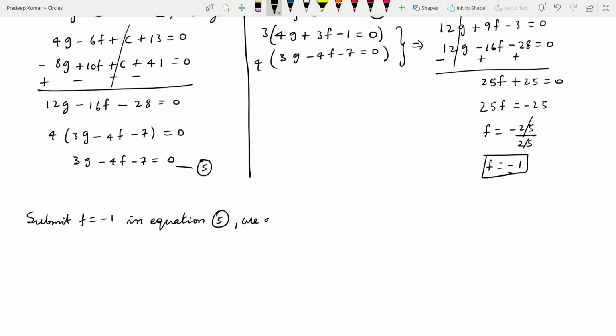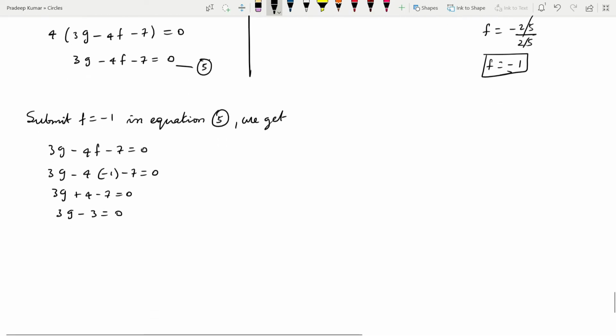Okay, so let's see what we get. First I'll write equation 5, that is 3g minus 4f minus 7 equal to 0. So I'll substitute the f value here. So 3g minus 4 into f, which is minus 1, minus 7 equal to 0. So this is 3g, minus into minus is plus 4, minus 7. Plus 4 minus 7 is minus 3. So 3g minus 3 equal to 0.